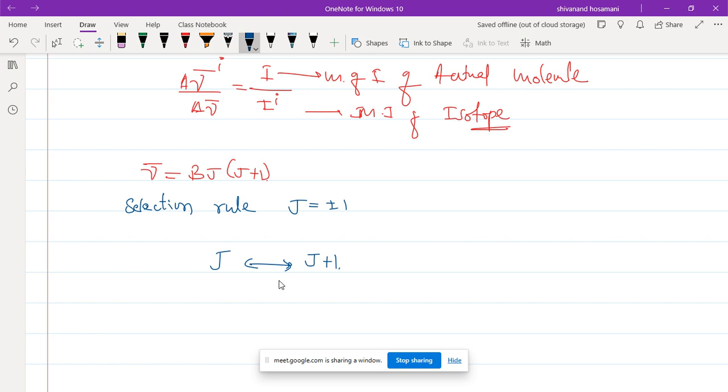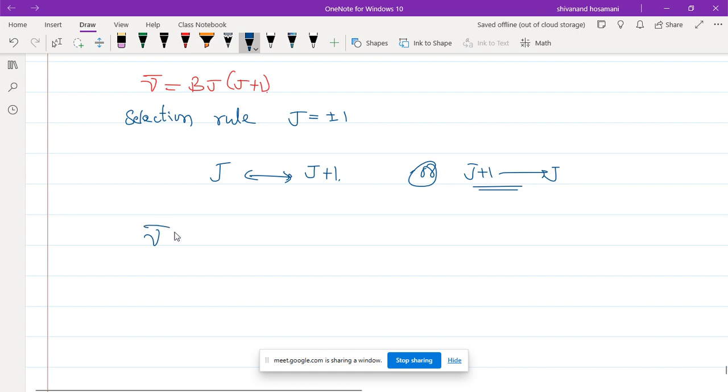So if it goes from J to J plus 1, or if it goes from J plus 1 to J, how do you write the new J? The rotation wave number of the line is B into J plus 1. What about the new bar of the J plus 1 state? That is equal to B into J, which can be written as now J plus 1. Now it is going to be J plus 2.